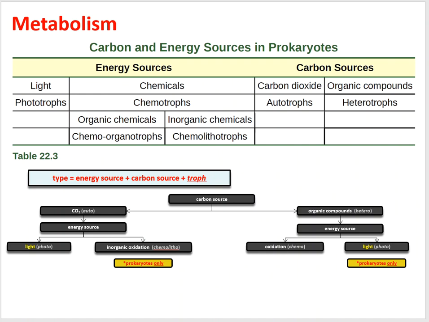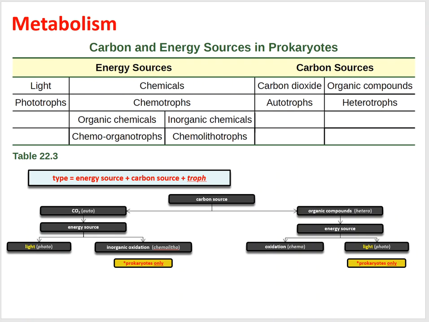Metabolism in general, and this is out of your book, is, the type of metabolism you engage in is dependent upon 2 things. And I put it in the light blue box down in the middle, right below where it says table 22.3. That's the one. The type you are depends on where you get your energy and where you get your carbon. And then at the very end of that, we add the word troph. That means to feed. So the kind of feeder you are.